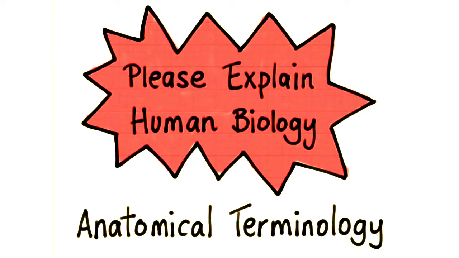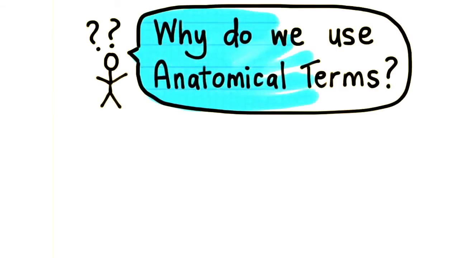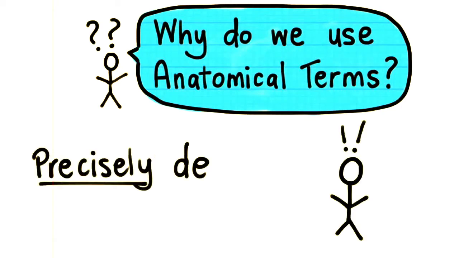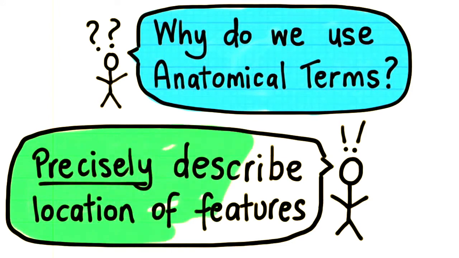Before we take a look at the meaning of specific anatomical terms, I suppose the first question we should answer is, why do we use anatomical terms? Well, anatomical terms exist so that we can precisely describe the location of features on a body.